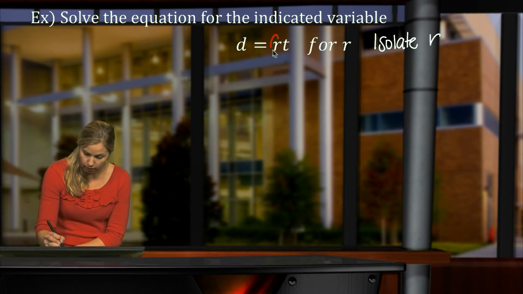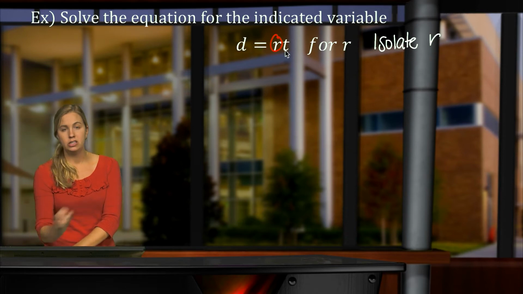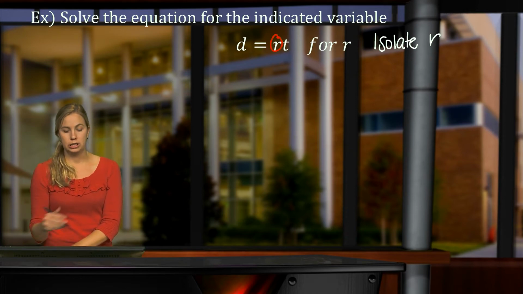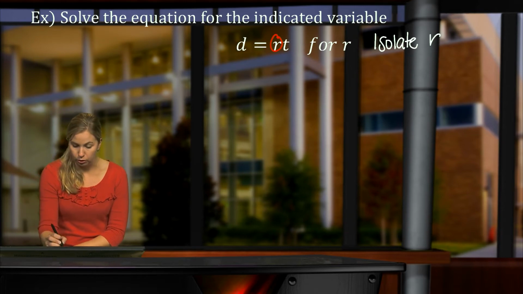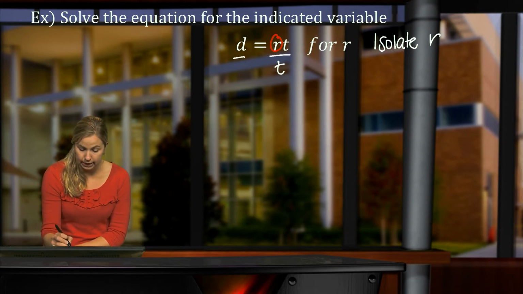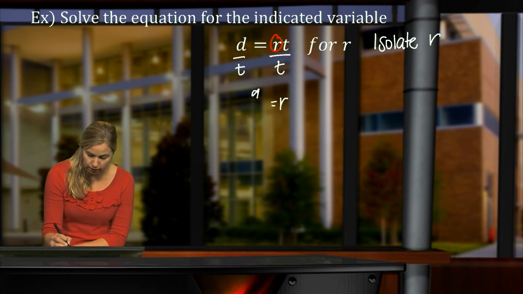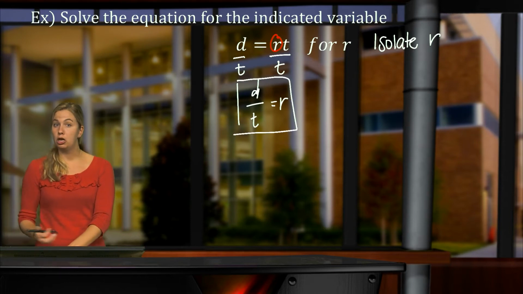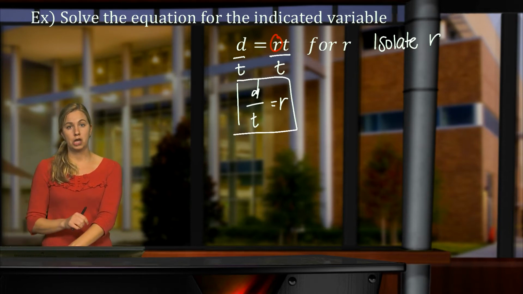So here's my r, and I need to get rid of that t somehow. The operation between r and t is multiplication, so to undo that, we're going to divide both sides by t. And we get r is equal to d over t. Again, we don't end up with a numeric answer, but we're still solving that equation for a variable.